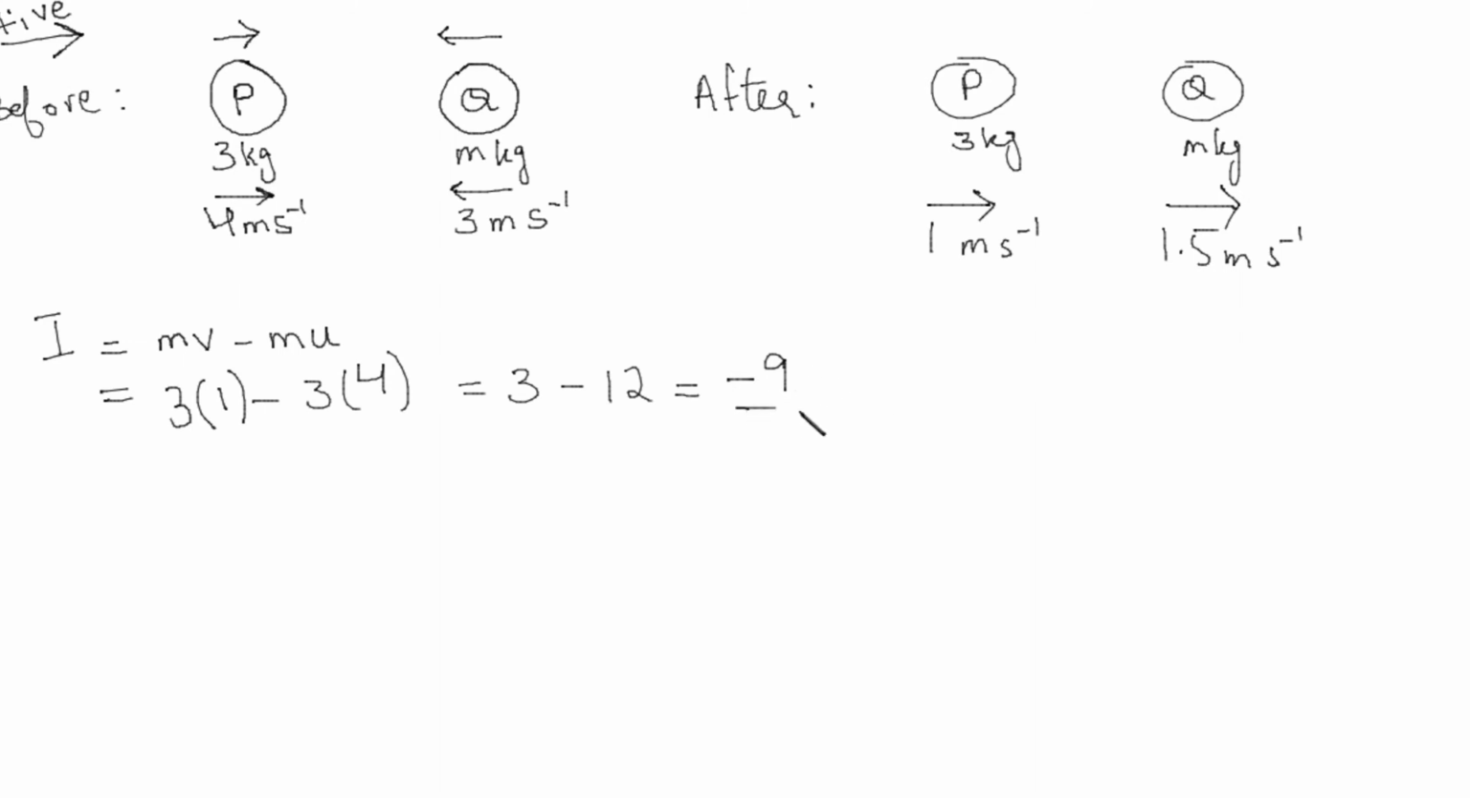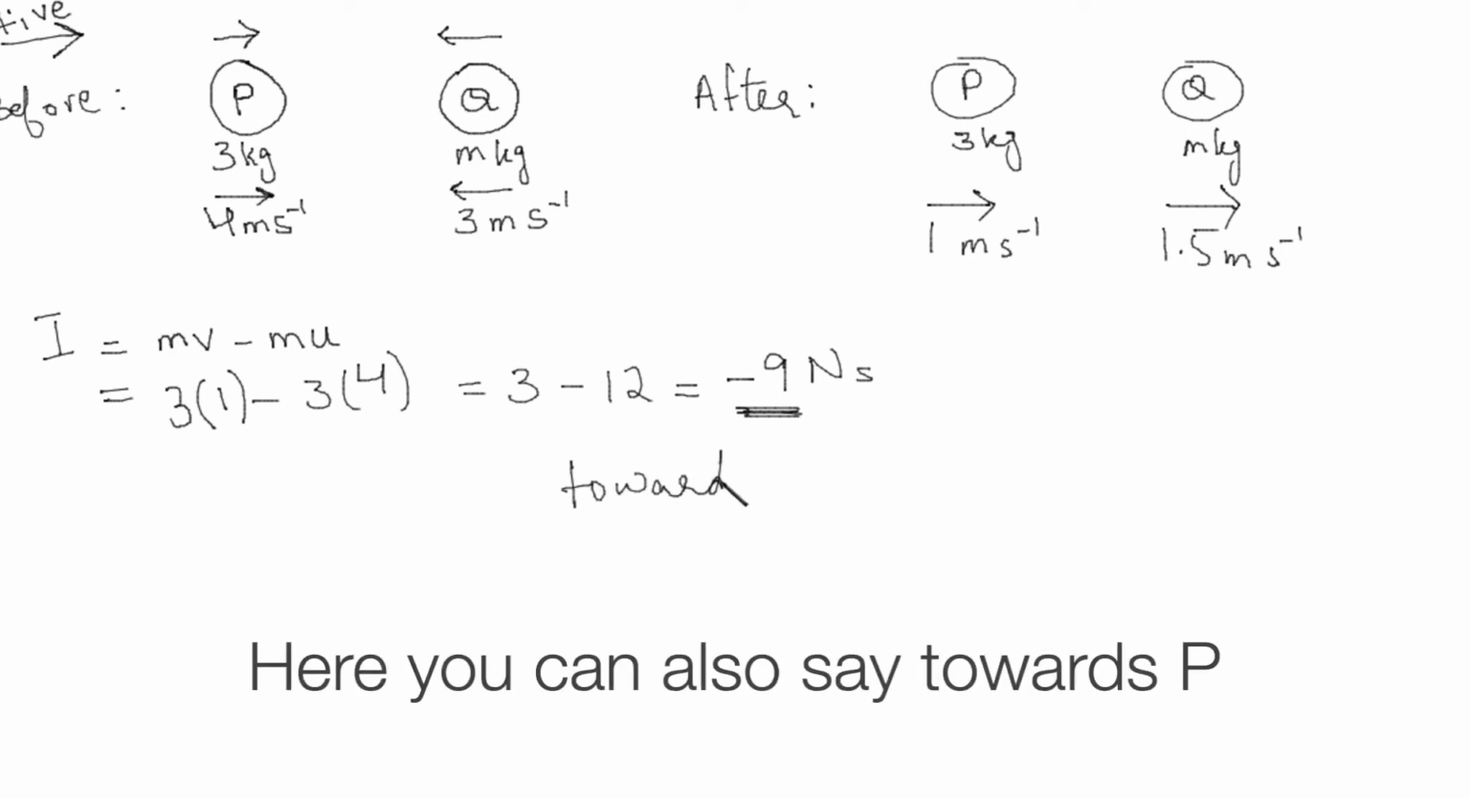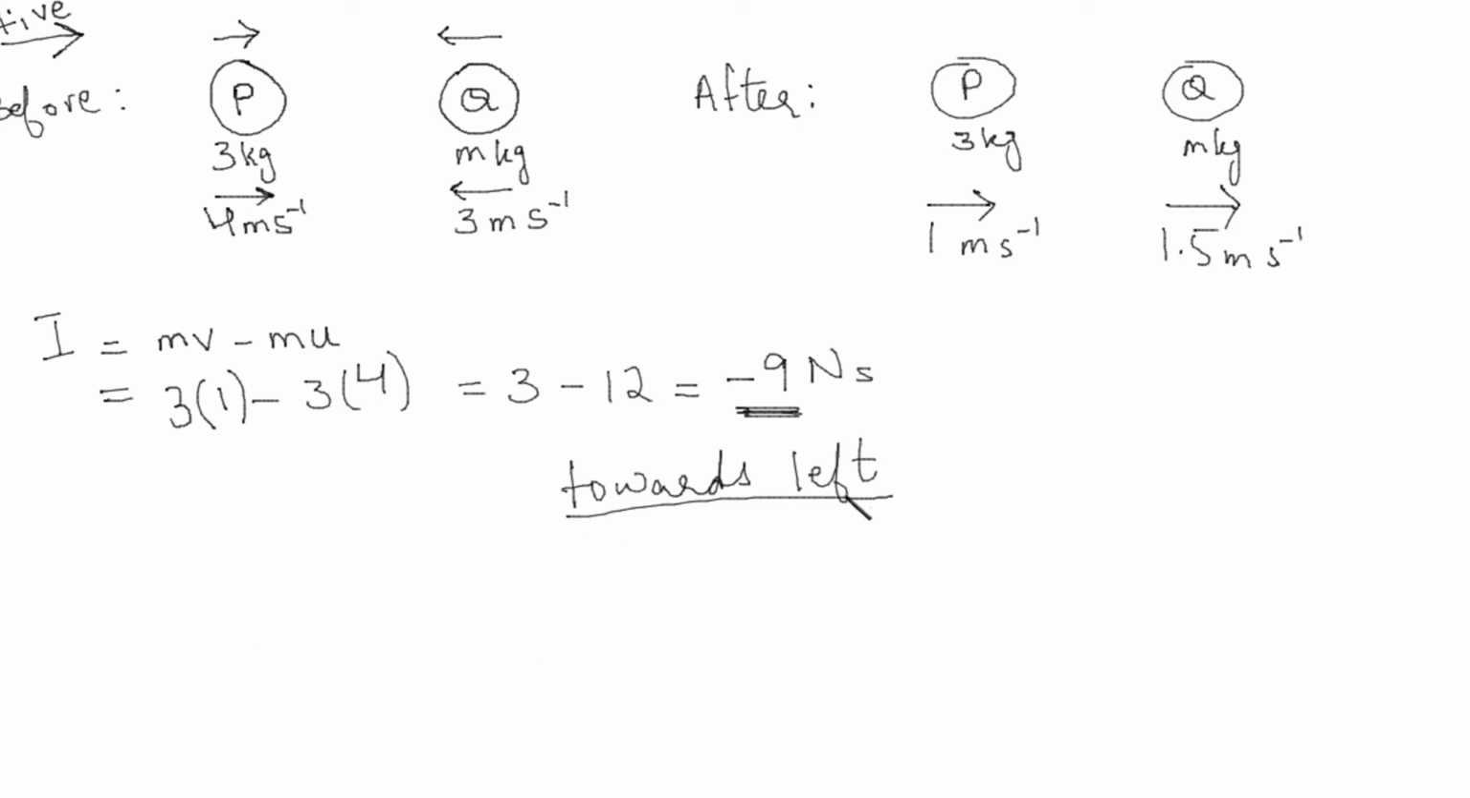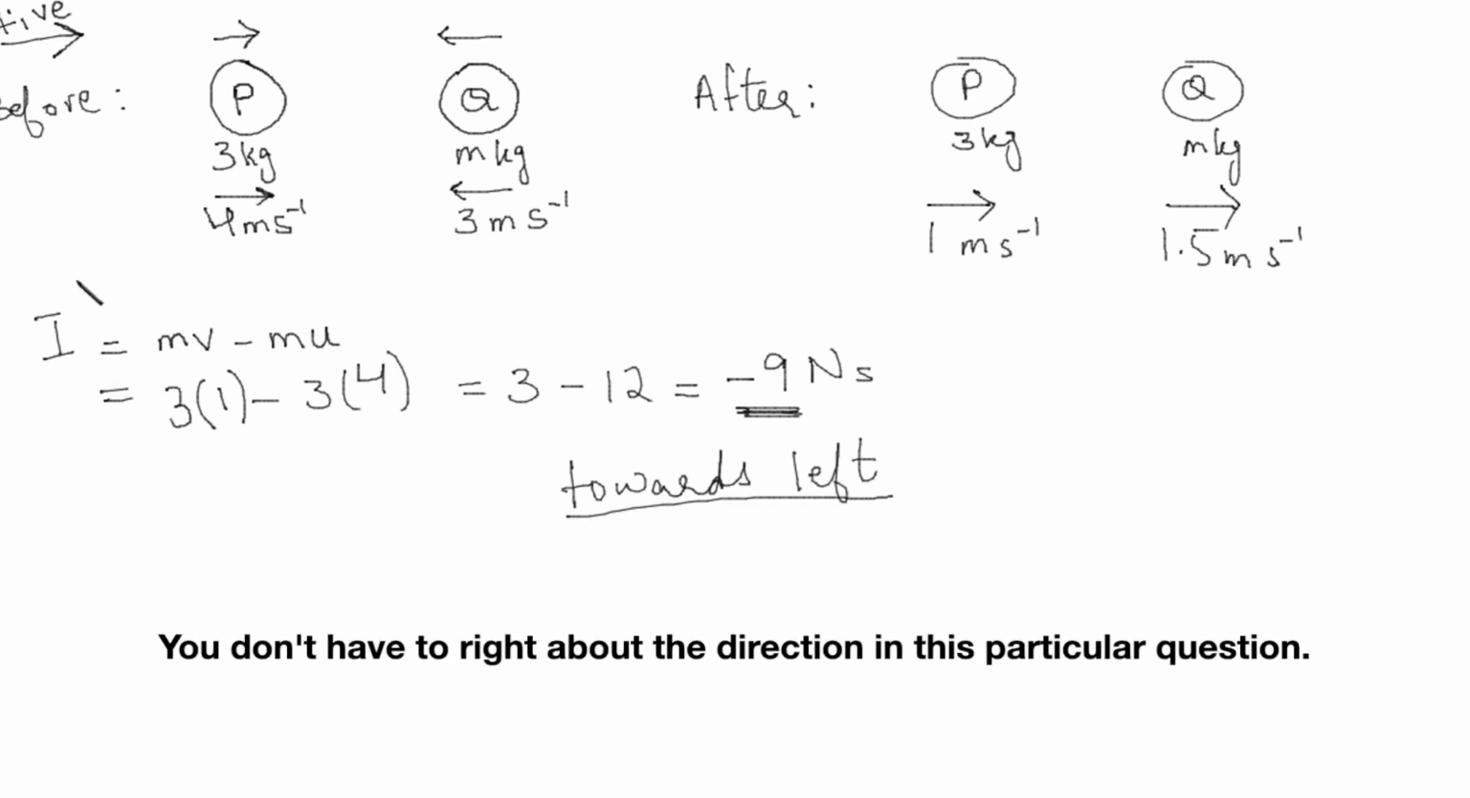Now you can see that it's negative. As I mentioned previously, if the answer is negative, it means it's going in the opposite direction to the positive direction that we took. And if it's positive, that means it is in the same direction that we took as positive. So here, because the answer is negative 9 Newton seconds, which are the units of impulse, we know that the impulse is towards the left. I hope that answers your question. That's how you find the direction of impulse.